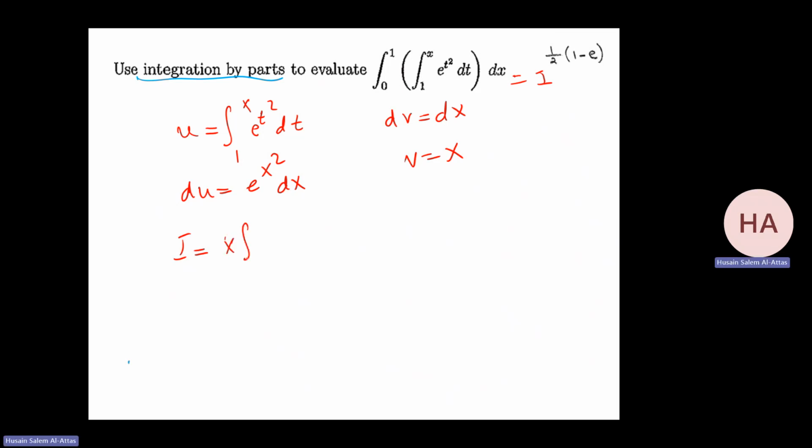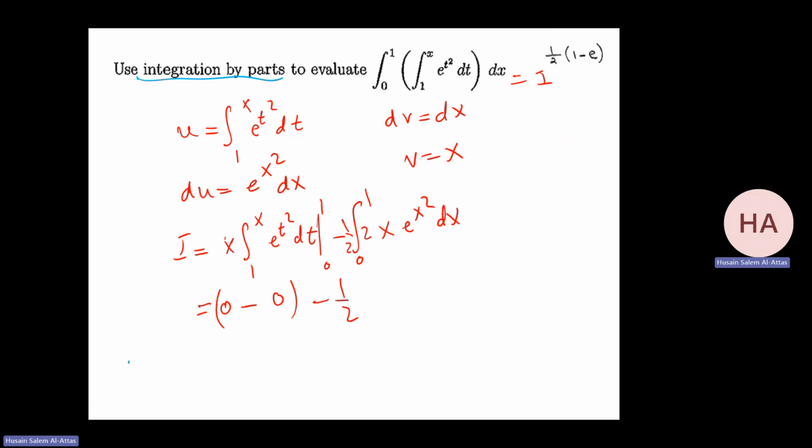Integral from 1 to x of e^(t squared) dt, minus the integral from 0 to 1 of x e^(x squared) dx, which I know how to do. This is from 0 to 1. At 1, it gives me what? The integral from 1 to 1, that is 0. That will be 0 minus 0 times a value, that will be 0 also. So this is out. This is minus half.